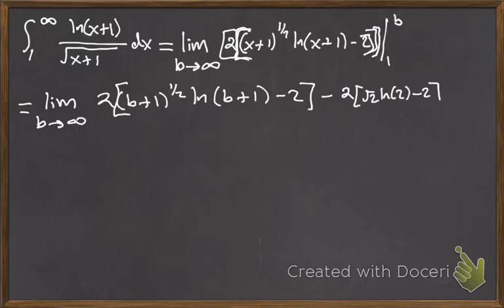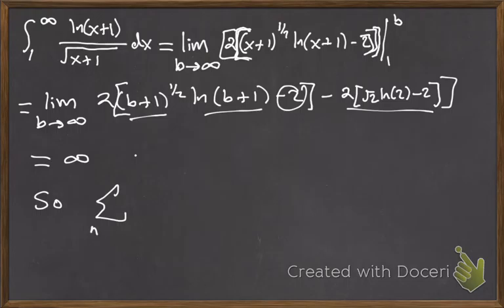And so when we evaluate this limit, that's going to infinity, that's going to infinity, this is constant, so our limit is going to be infinity. Okay, so that is infinity. So then that means that the improper integral diverges, and so by the integral test, the infinite series diverges also. So we have divergence by the integral test.